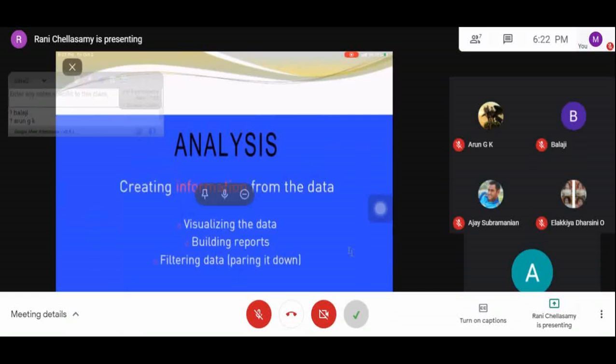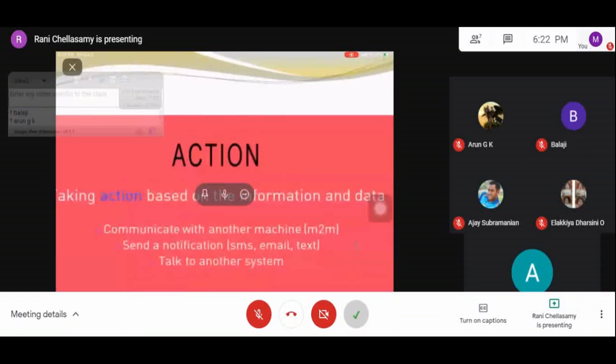The next one is action, which means taking action based on the information and the data. You have to react after generating the report. If the business is showing very low performance, then we have to set a goal to improve the performance of the business. So, taking some action based on the information.